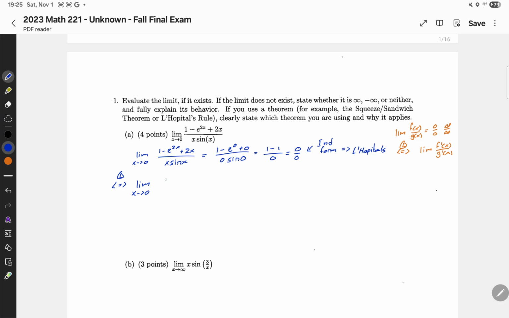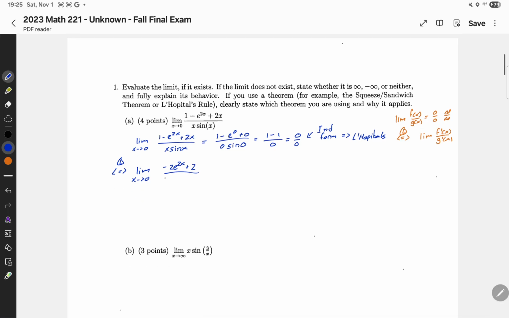the derivative of 1 is just 0, so we can ignore it. Then we subtract the derivative of e to the 2x, which is just 2e to the 2x. And the derivative of plus 2x is just plus 2. Now for the bottom, the derivative of x sine x, we can use the product rule. So the derivative of the first times the second, plus the derivative of the second, which will be cosine, times the first. I'm just writing it in reverse order, so it's a bit easier.